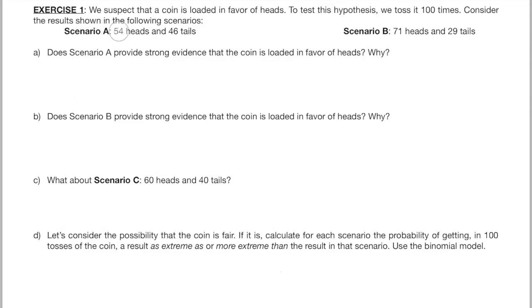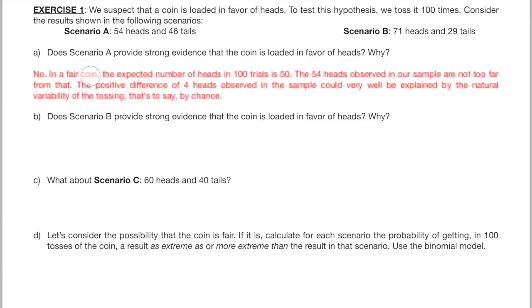Scenario A, 54 heads and 46 tails. Scenario B, 71 heads and 29 tails. Question A. Does scenario A provide strong evidence that the coin is loaded in favor of heads? Why? Students usually answer no, and they explain it very well. They say that if the coin is fair, in theory we should get 50 heads and 50 tails. Since this outcome is similar to that, there is nothing suspicious here.